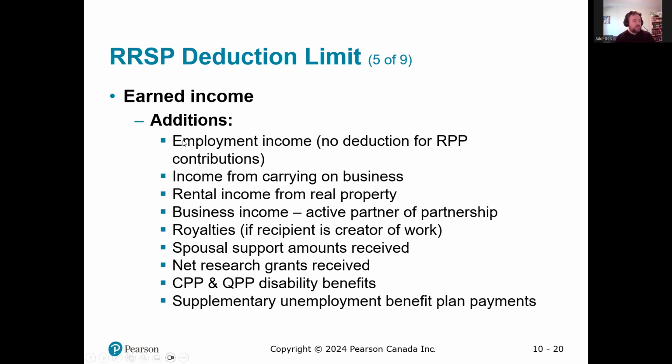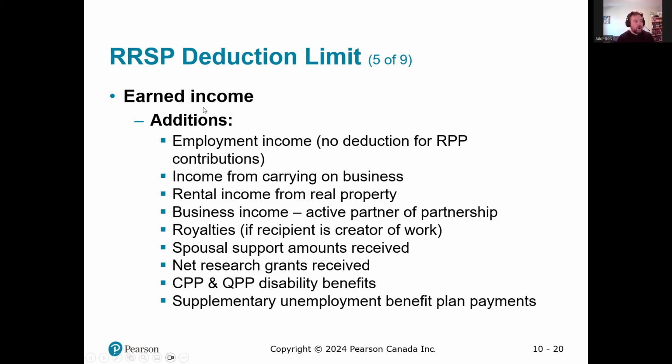In earned income, we include employment income, income from carrying on a business, and business income from active partnerships. The strange thing about earned income is it does include rental income from real properties, even though rental income is often considered a passive income.